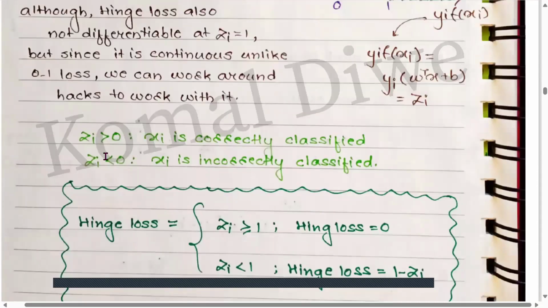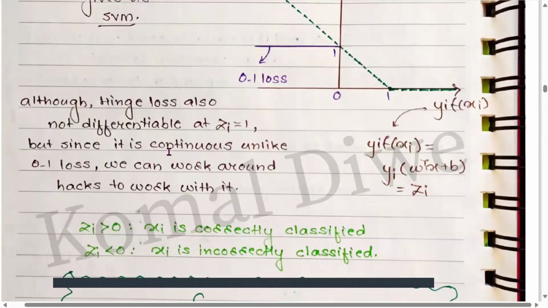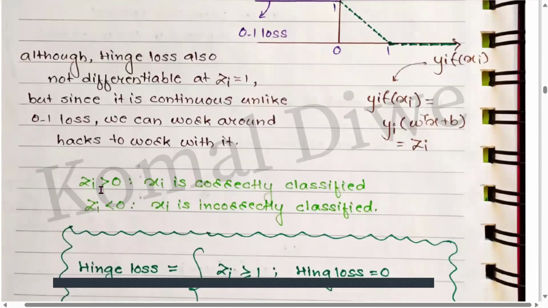Zi greater than 0 means Xi is correctly classified. You have to remember this point. If Zi is greater than 0, that means our points are correctly classified. If Zi is less than 0, that means our points are incorrectly classified.